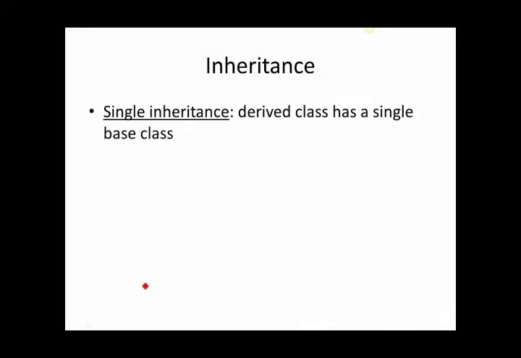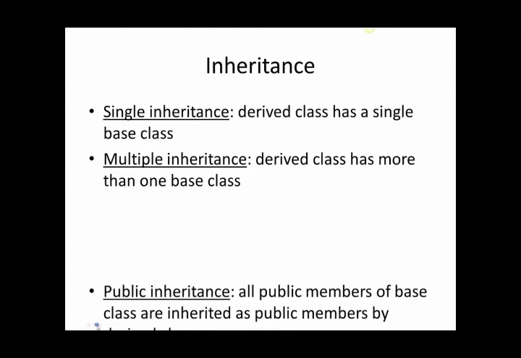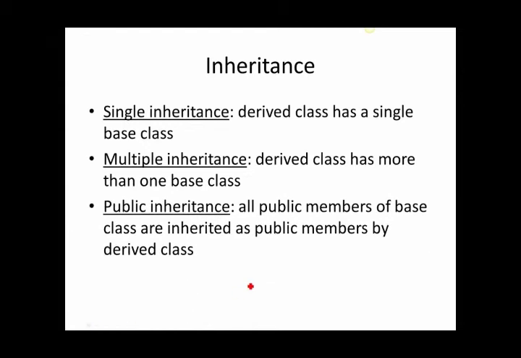You can have single inheritance, where a derived class comes from a single base class. You can do multiple inheritance, where one class inherits from more than one parent class or base class. And you can do public inheritance, where all public members of the base class are inherited as public members of the derived class.